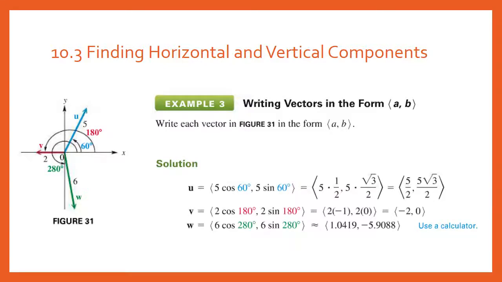Okay, so U is going to be ⟨5 cosine 60, 5 sine of 60⟩. You see the answer there. To get V, you're going to do 2 cosine 180 and 2 sine of 180. And then to get W, you're going to do 6 cosine of 280 and 6 sine of 280. And you see the answers there.